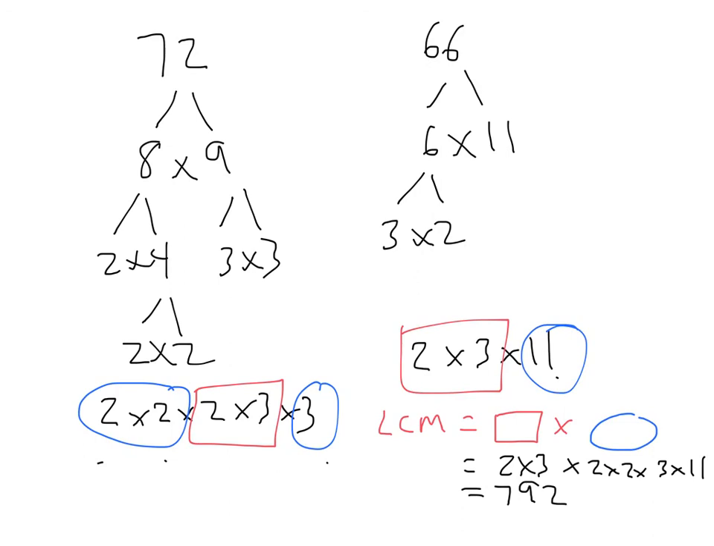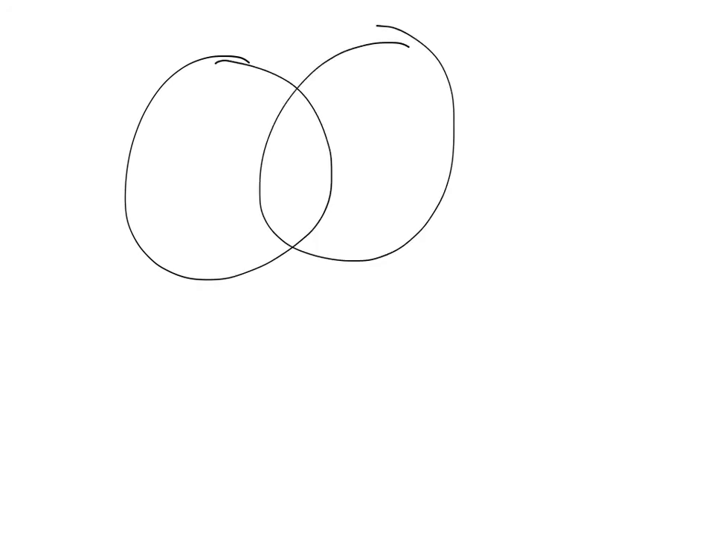The last thing I want to show you is just how to use the Venn diagram to solve for this lowest common multiple. We're going to have 2 circles. We have 72, and we have 66. And what numbers do they share? Well, they have a 2 and a 3 together. And 66 has an extra 11. 72 has an extra 2, 2, and 3.